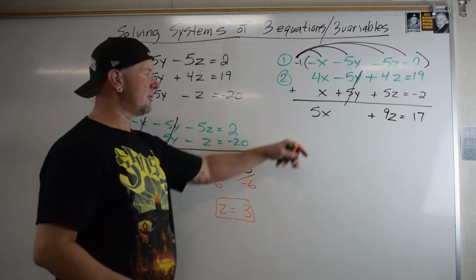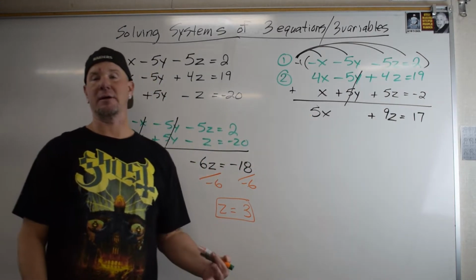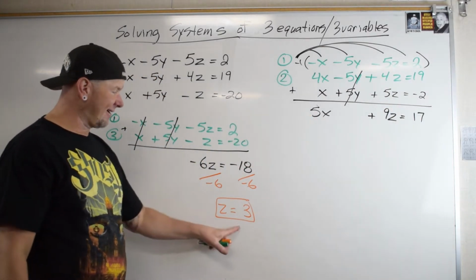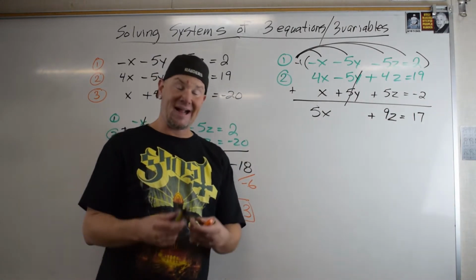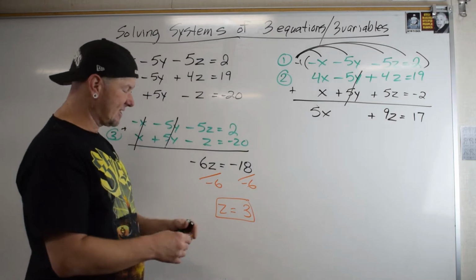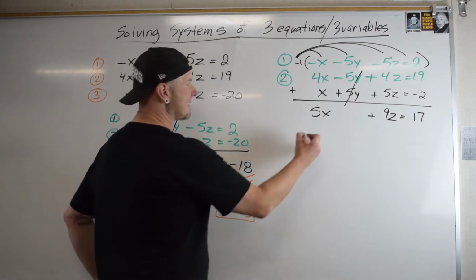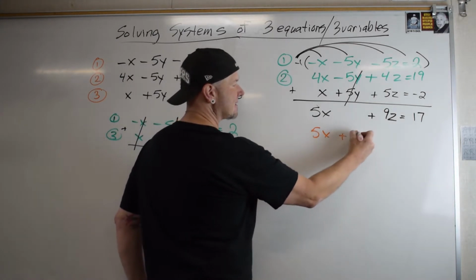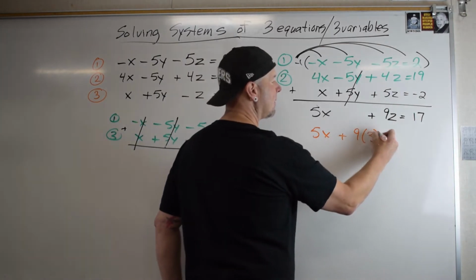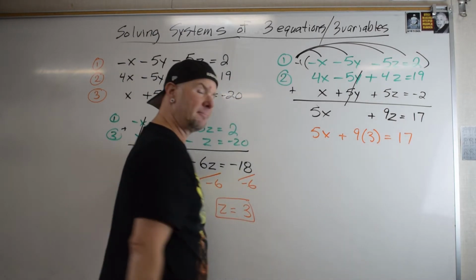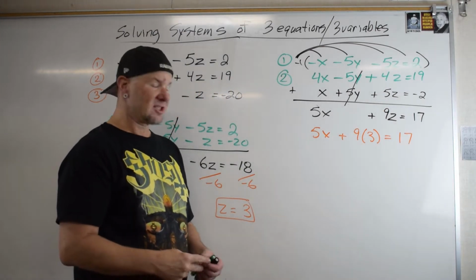Normally then I would use that in this equation to cancel out either x or z. But in this case, I already know what z equals. So I can take that and plug it in here and solve for x. So I know z is 3. So I can say 5x plus 9 times z, which we found is 3, equals 17. Solve for x.